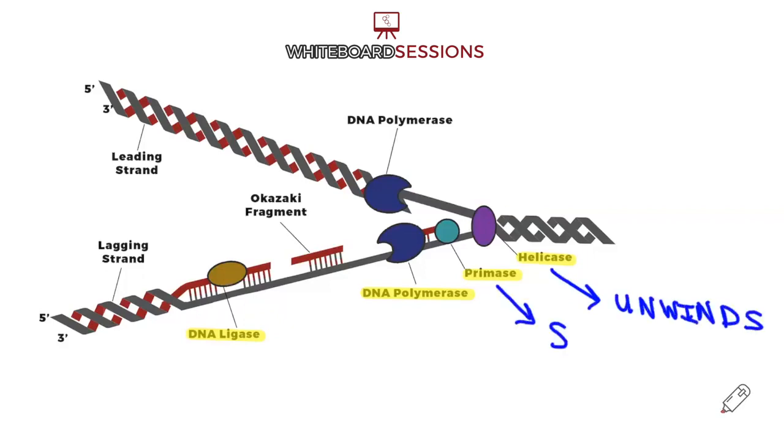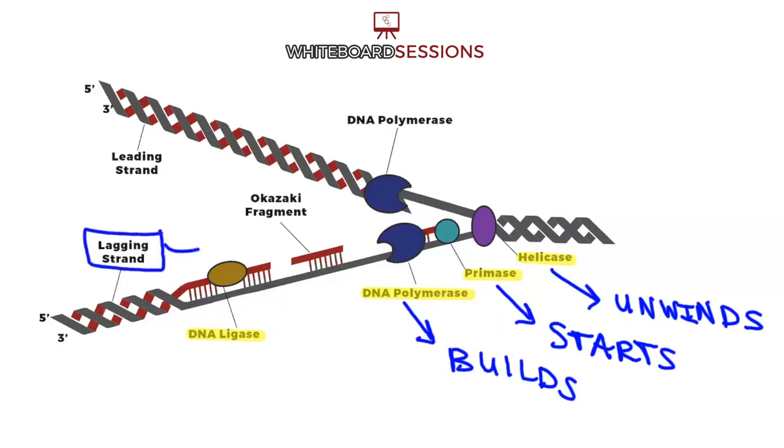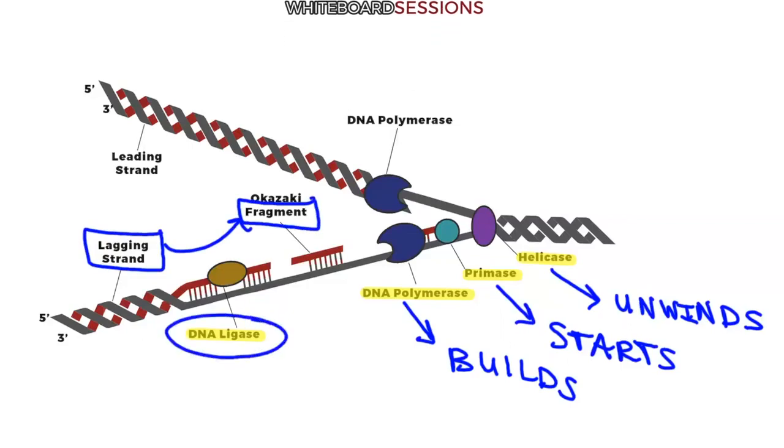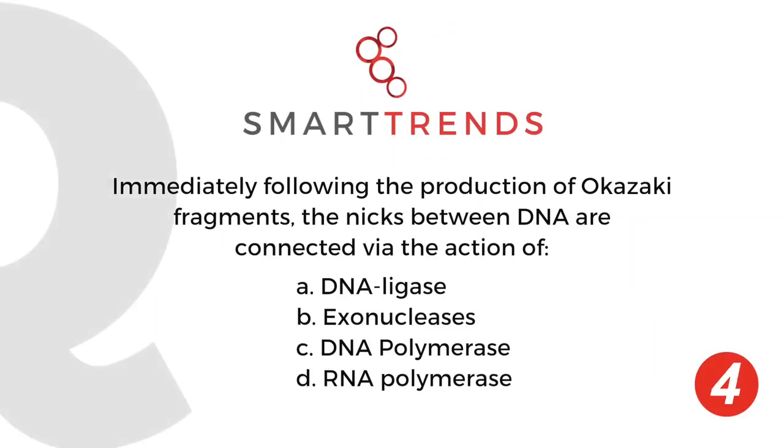Primase comes in and starts the process. DNA polymerase comes in and builds the chain. Remember, this always happens in the 5' to 3' direction. So our leading strand is running downhill, and our lagging strand, this has to happen in fragments. That's where DNA ligase comes in. Let me show you a question to make sure you remember exactly what ligase does.